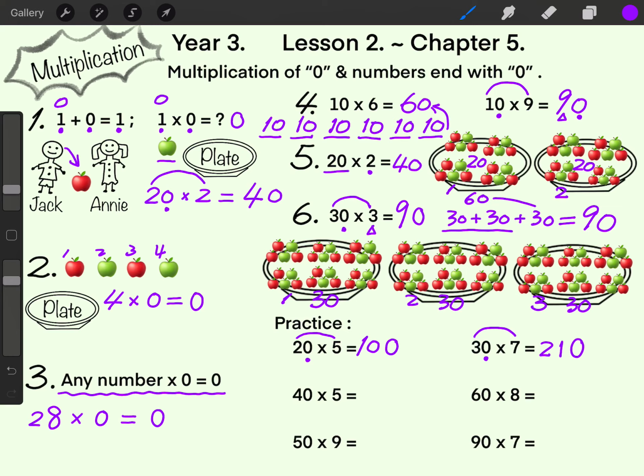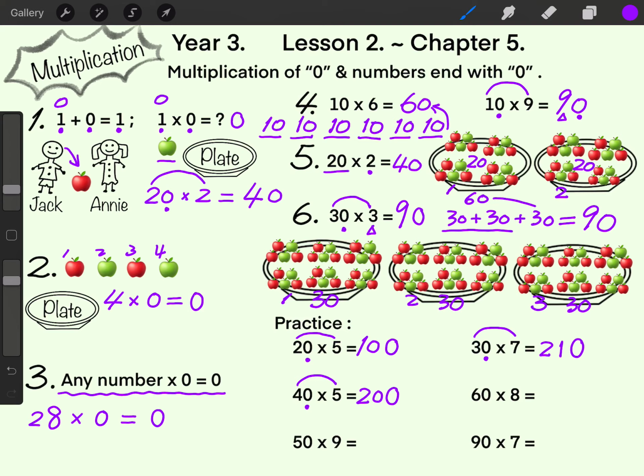Nice. 40 times 5 equals? 10 on the left side of the equal sign. So we write 10 on the right side of the equal sign. Then 4 times 5 equals 20. So 40 times 5 equals 200.